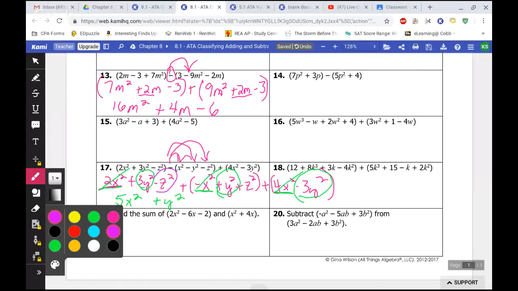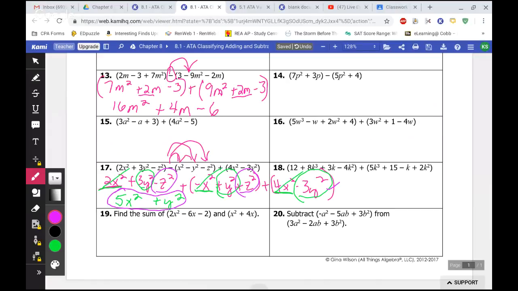And now I've got a negative z squared with a positive z squared. So those two cancel each other out, and I have no z squared over here. So my final answer is actually 5x squared plus y squared.